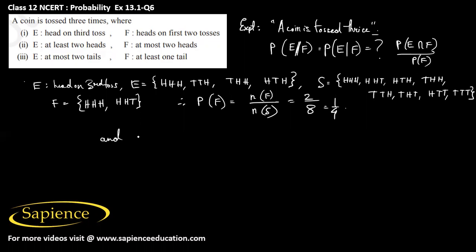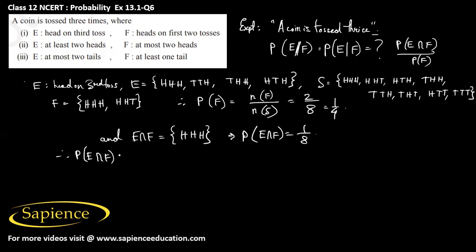And therefore the event E intersection F means the set of the common outcomes which are in this and this. So only head, head, head, only one outcome is there. So therefore the probability of E intersection F is obviously 1 by 8. So P of E given F would be equal to 1 by 8 divided by 1 by 4. So that would be 4 by 8. So that is 1 by 2. So this is the answer of the first part.